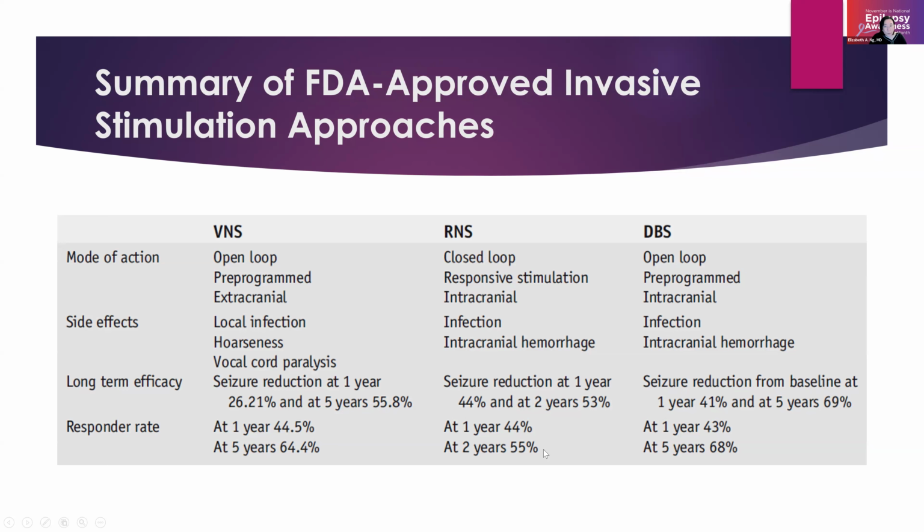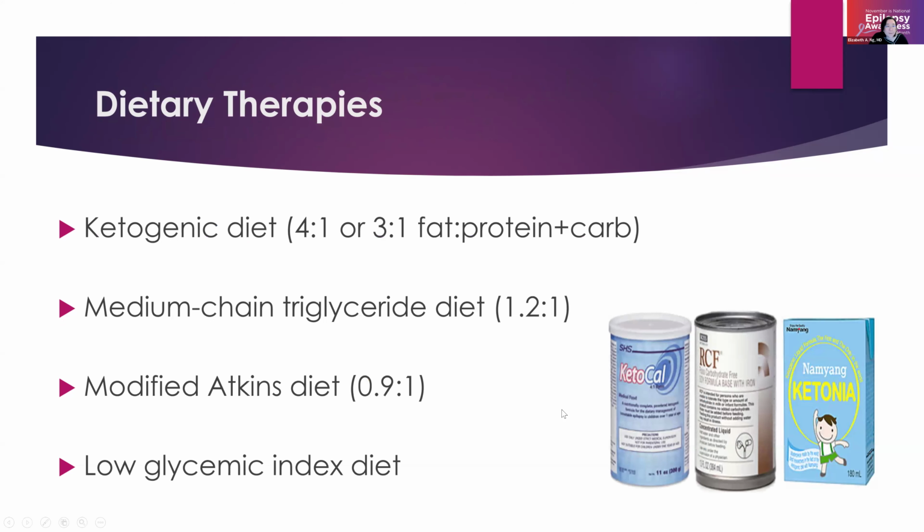And for DBS, it's open loop, it's pre-programmed like VNS, but it's intracranial, and the main side effects are infection, intracranial hemorrhage, and you see the seizure reduction from baseline at 1 year was 41%, and at 5 years was 69%. We also have dietary therapies for refractory epilepsy.